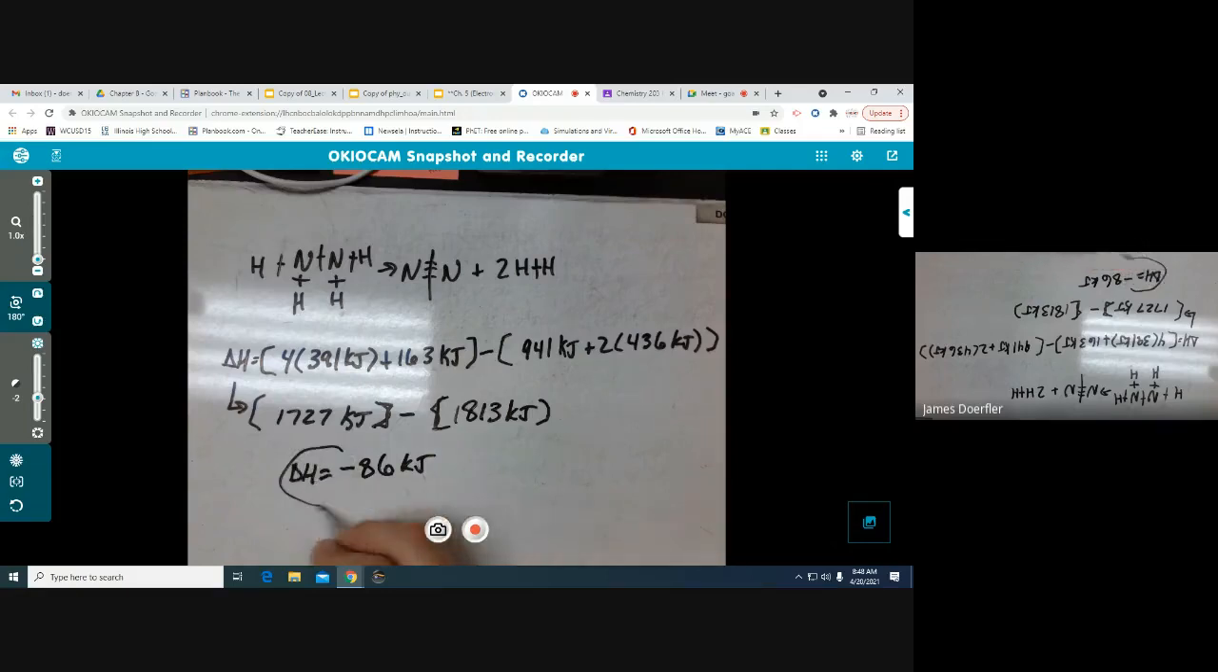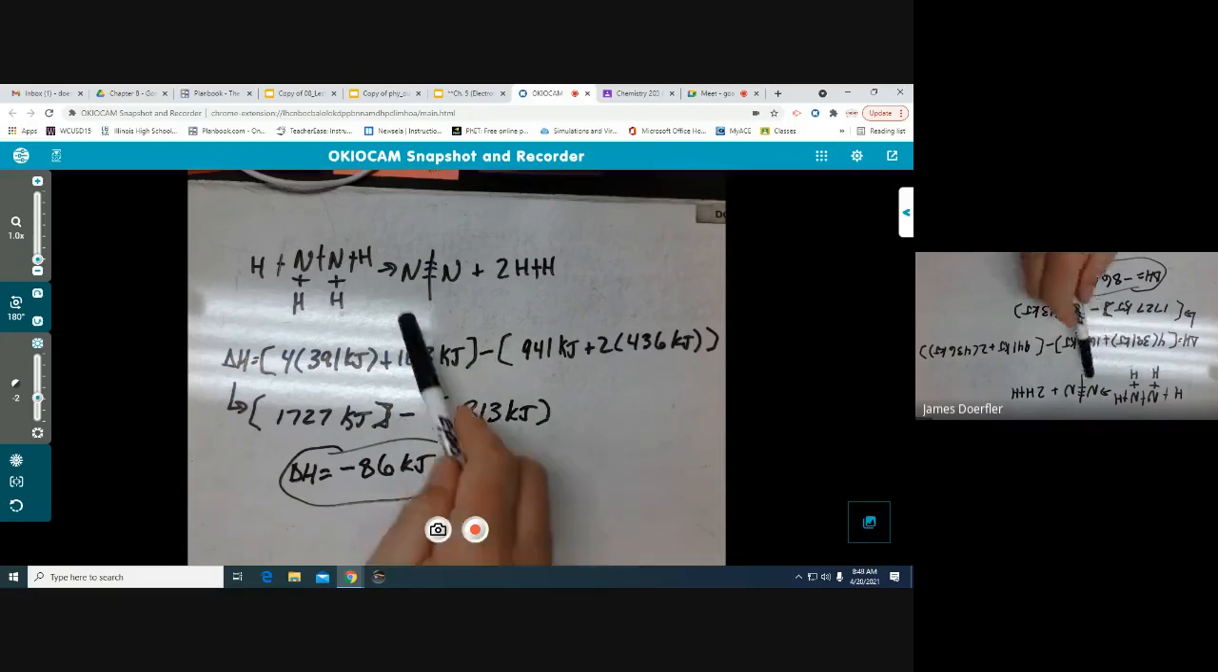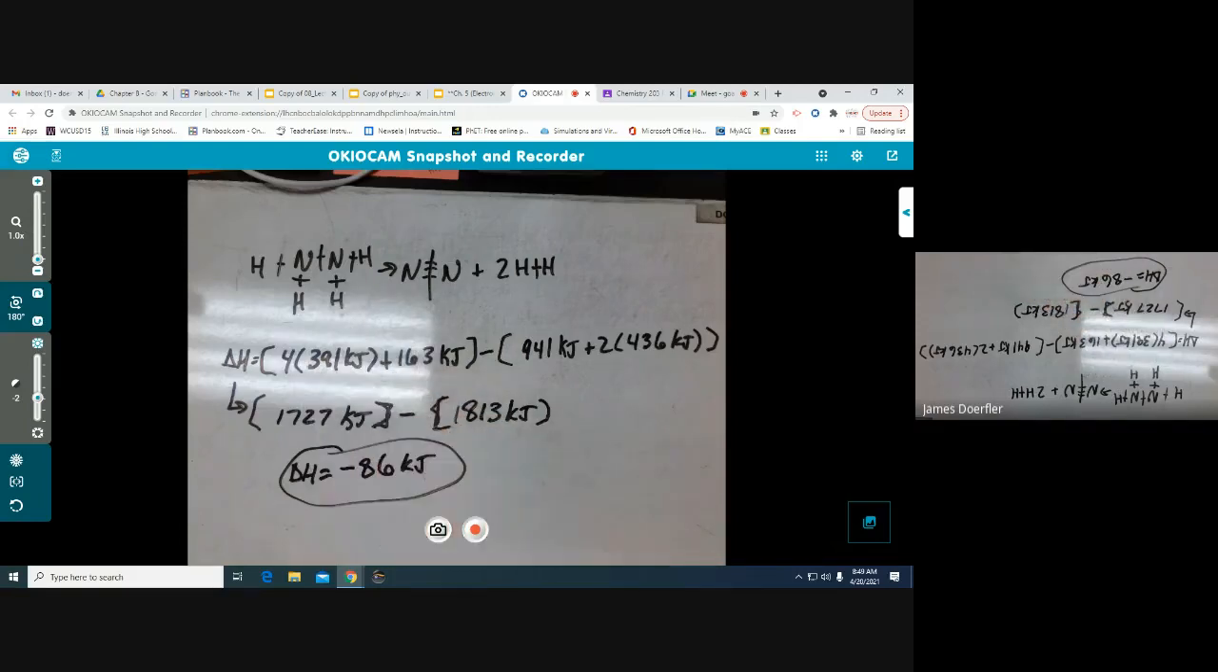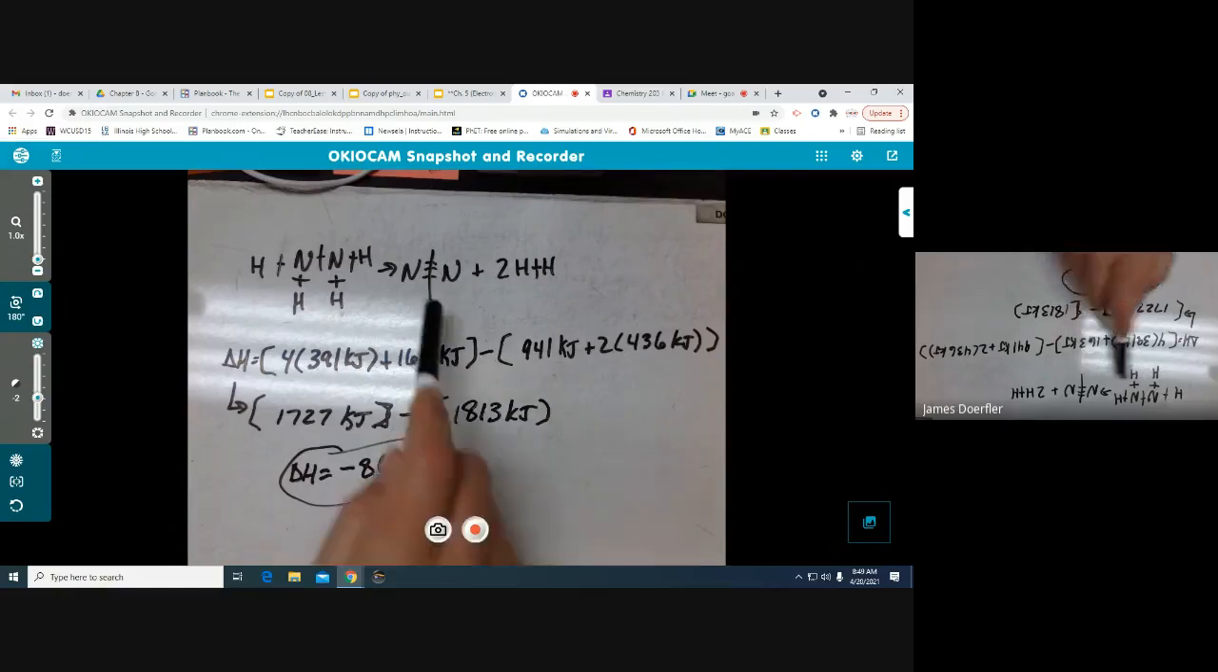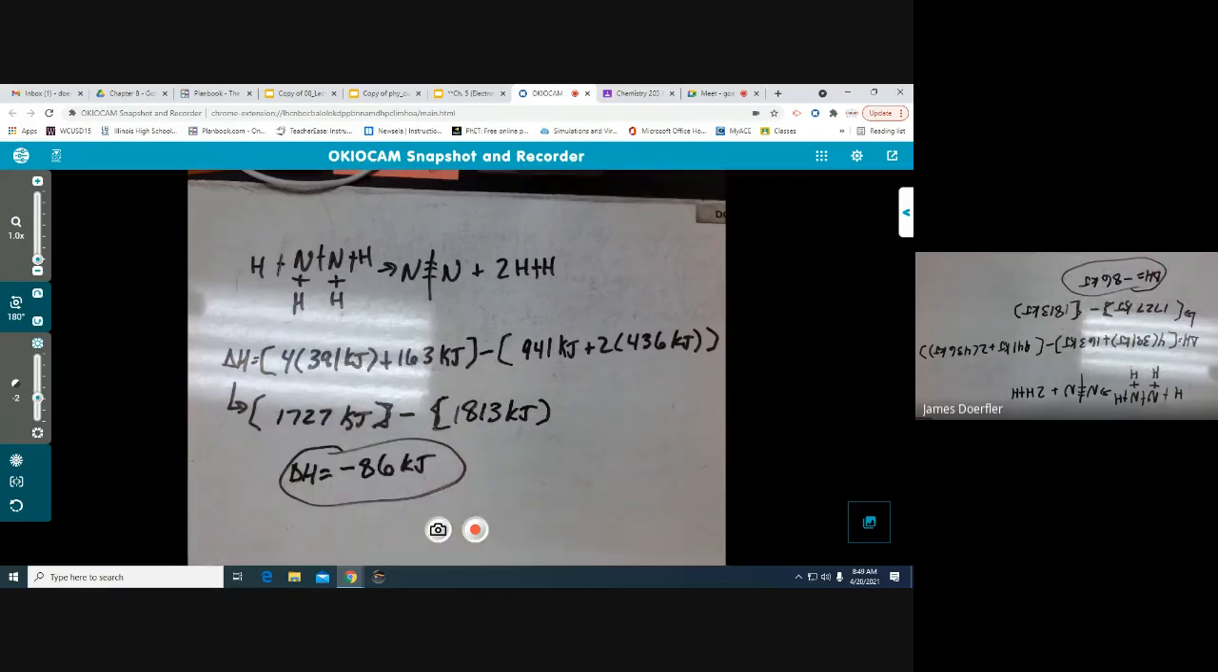Okay? Questions on that? Not too bad. But again, you see the importance, or the nicety, I don't know if that's a real word, of having Lewis structures so you can visualize cutting and breaking those bonds and forming those bonds. Okay. Well, that wraps up chapter 8.